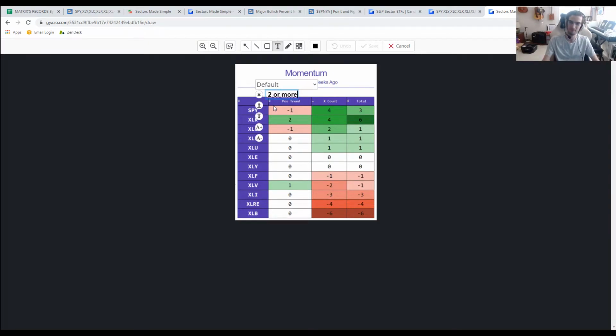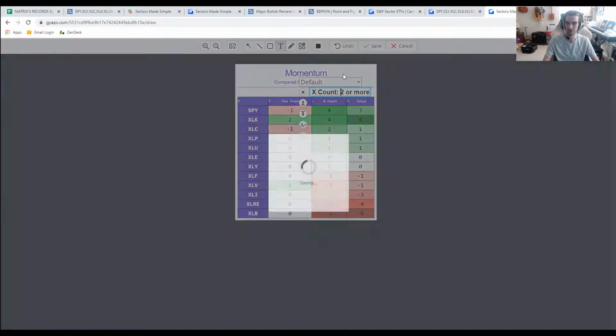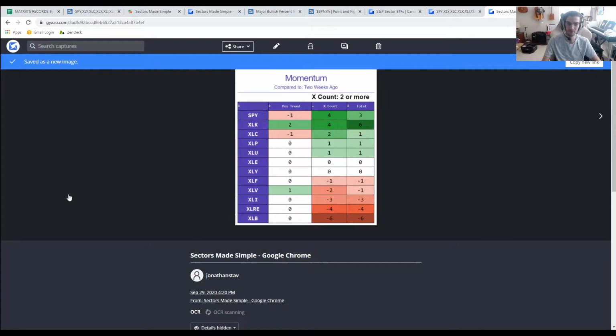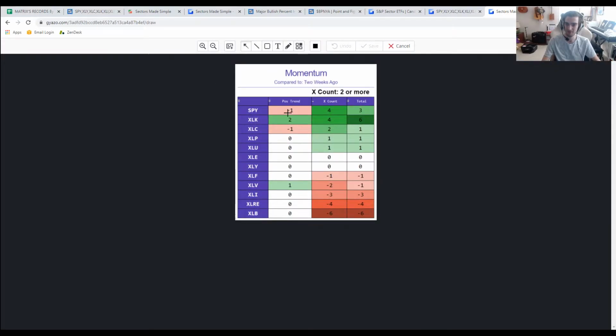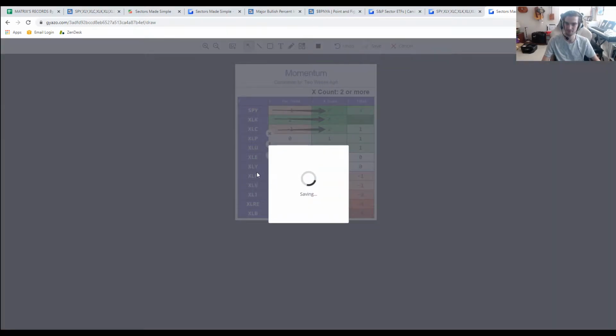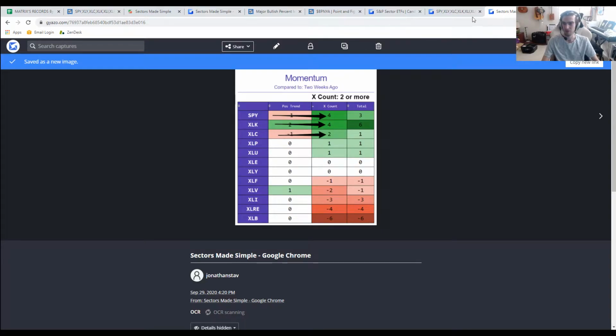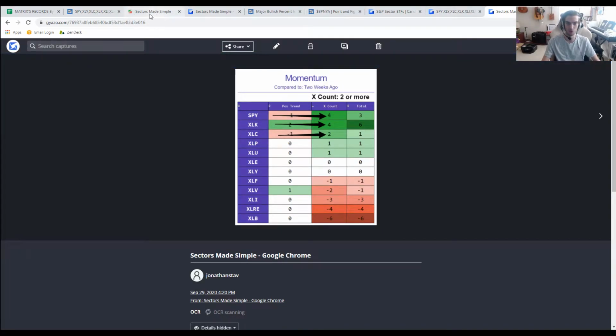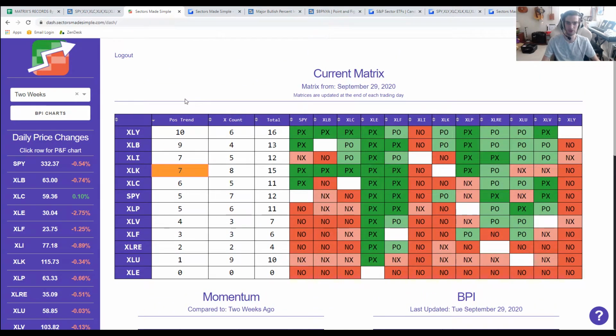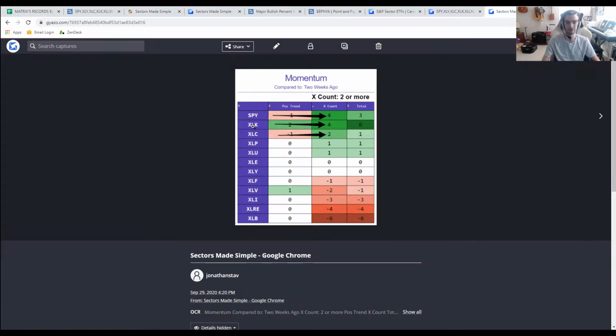Two or more. So we want to find where the X count is 2 or more. So that is going to be SPY, XLK, and XLC. And then we can take these and we can go over to the matrix, and then we can look at this. So we want to see, remember, we have SPY, XLK, and XLC.